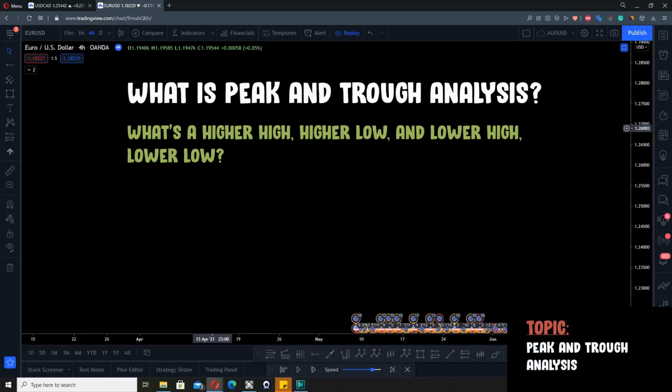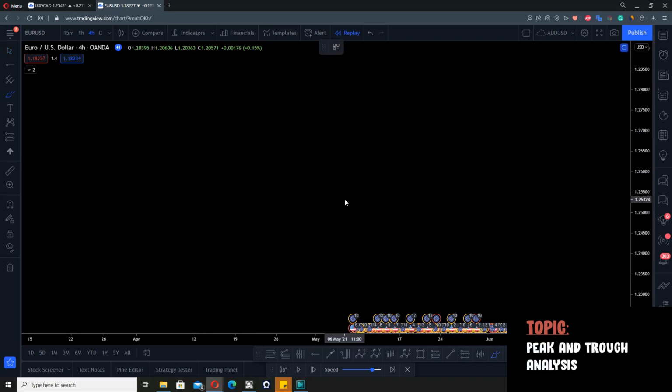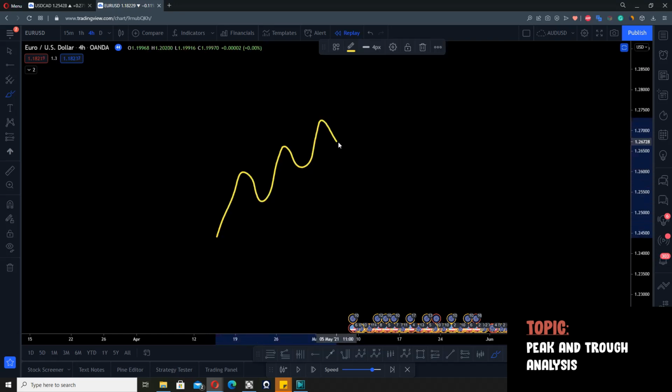Okay, so what is peak and trough analysis? Let's take a look at the chart here. Peak and trough is basically higher highs and higher lows, and lower lows and lower highs. So this here is rising peaks and troughs. It's a higher high, higher low, higher high, higher low: peak, trough, peak, trough.